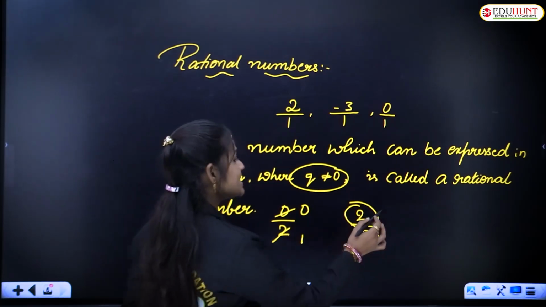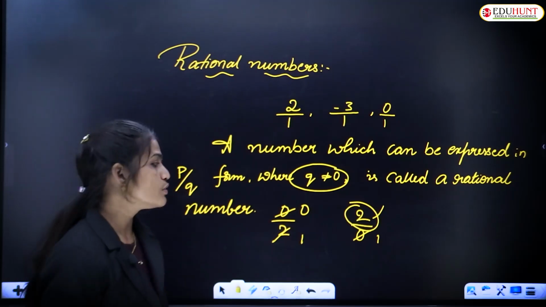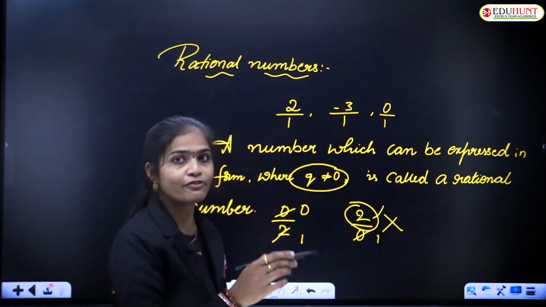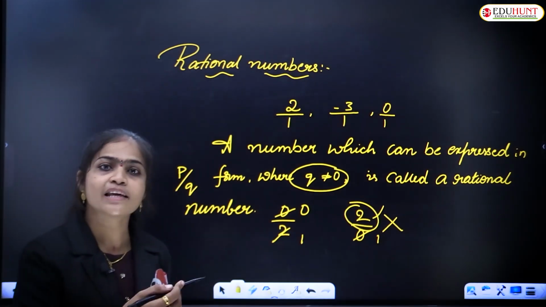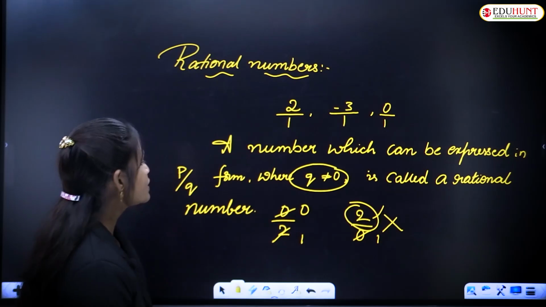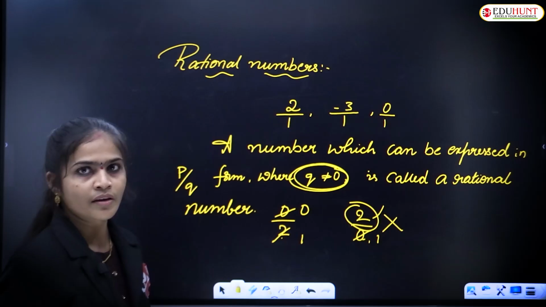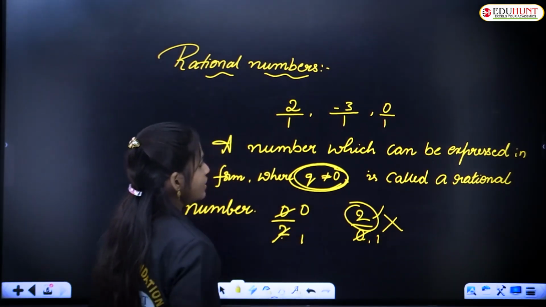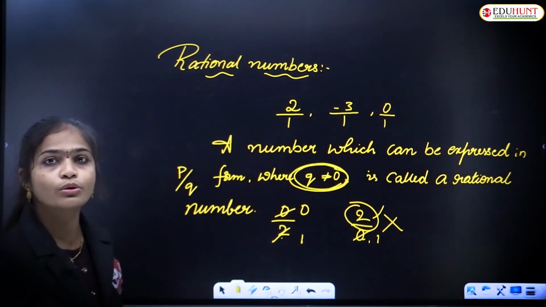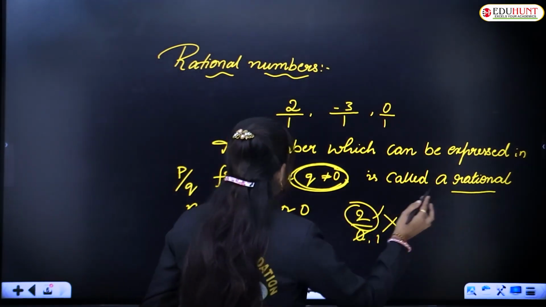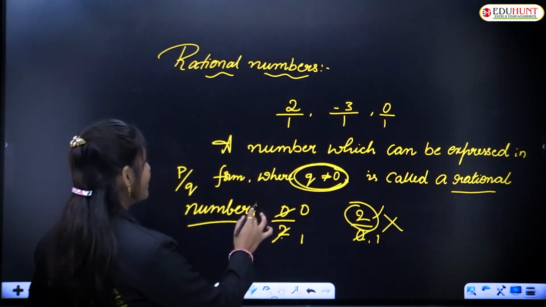But here we need to get 2 by 0, or 3 by 0. We need to get 3 as a quotient. It is not possible, no? So that's why 2 by 0 is undefined. Any number divided by 0 is undefined, and 0 by any number is always 0. So that's why q not equal to 0. So q is equal to any integer, but q is not equal to 0. Those numbers which are in the form of p by q where q is not equal to 0 are called rational numbers.